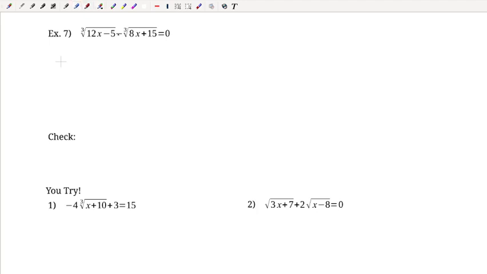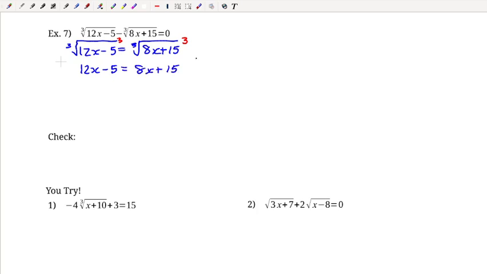So I'm going to move this minus cube root of 8x plus 15 to the other side by adding it. So this gets me then a cube root of 12x minus 5 is equal to, when it moves to the other side, it becomes positive, cube root of 8x plus 15. And then to get rid of a cube root, we're going to cube both sides. So cube this side, and that just cancels out. So 12x minus 5 is equal to 8x plus 15.